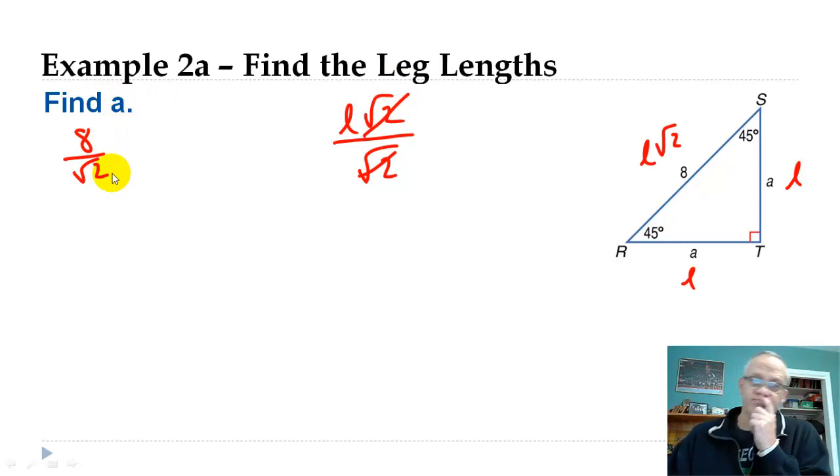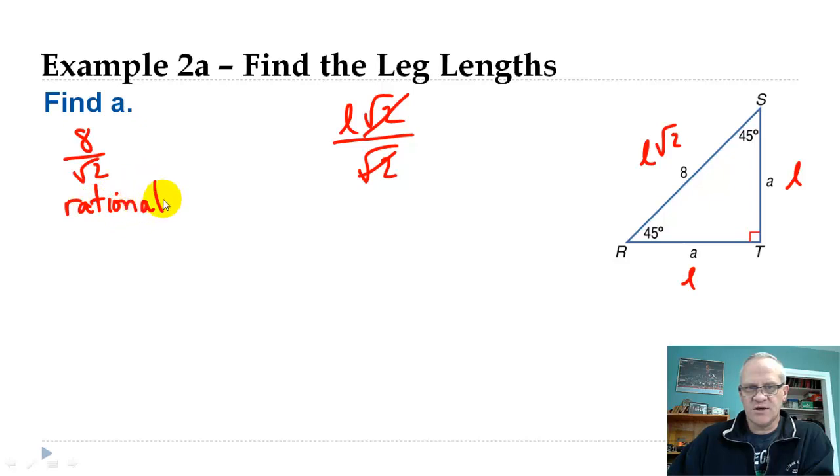Well, here's the thing. I didn't talk about this in one of our earlier lessons when we talked about simplifying radicals. This is another thing that you have to do when you're simplifying radicals. We do not like to have a square root in the bottom of a fraction, okay? So we don't want to leave our answer like this. We have to simplify this a little further. This is what's called rationalizing the denominator. That's two words. Rationalizing the denominator.